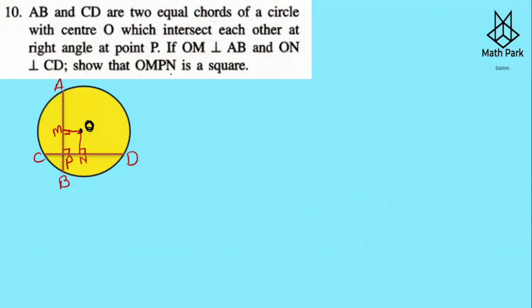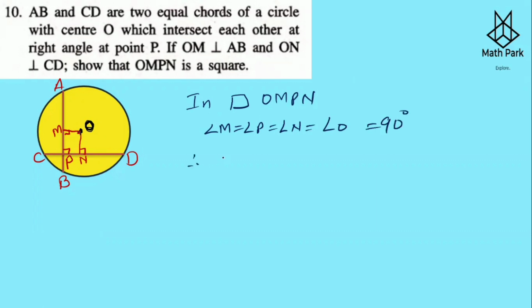We need to prove OMPN is a square. In quadrilateral OMPN, we have all angles equal. So we have angle M is equal to angle P is equal to angle N is equal to angle O is equal to 90 degrees. So therefore, OMPN is a rectangle. Each angle is a right angle. Now, for proving a rectangle to be a square, we need to know adjacent sides are equal.